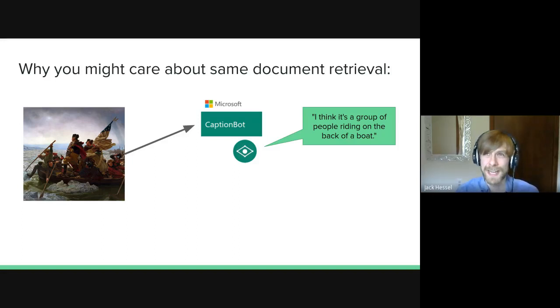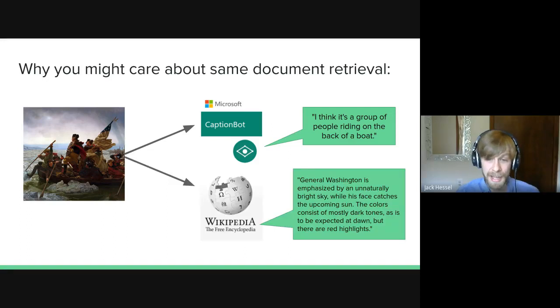And generative objectives, while I think in the long term for AI they're the right thing to shoot for, if we wanted to generate an alt text for this image today for, say, low vision and blind users, a retrieval objective is quite compelling. If you go to the Wikipedia article for this particular painting, you'll find this sentence: General Washington is emphasized by an unnaturally bright sky, etc.